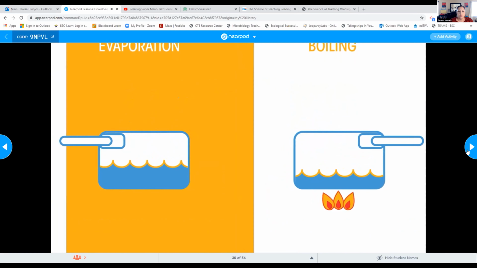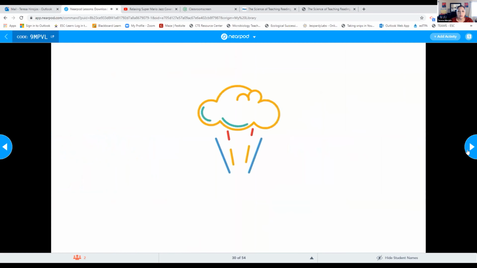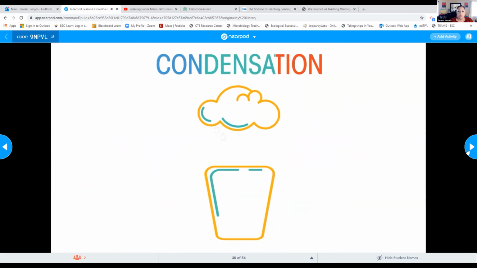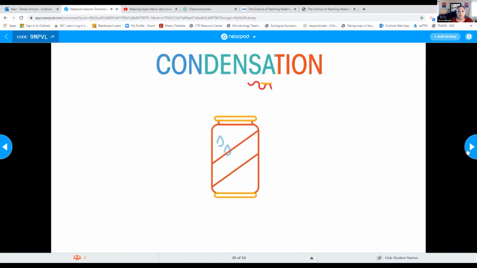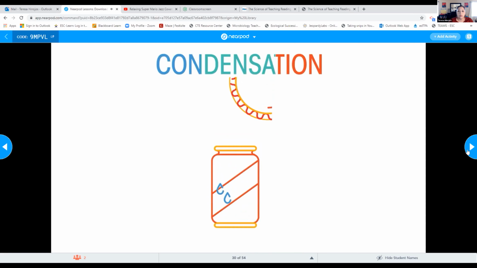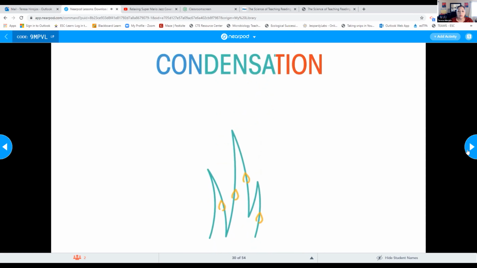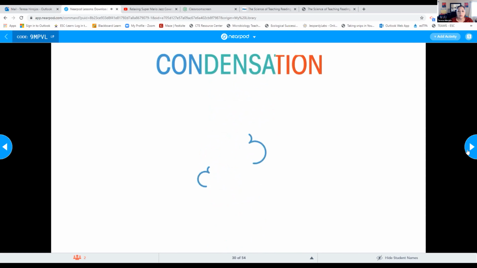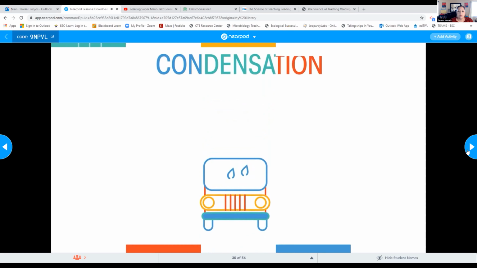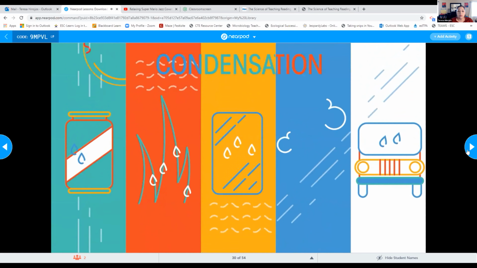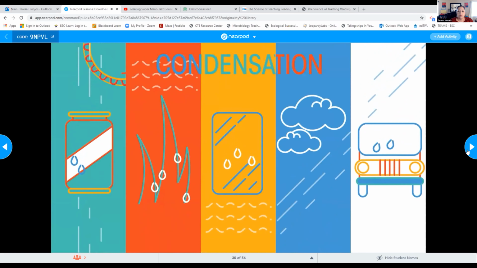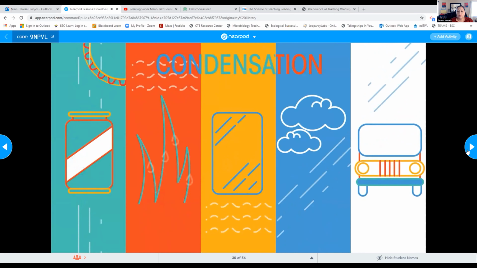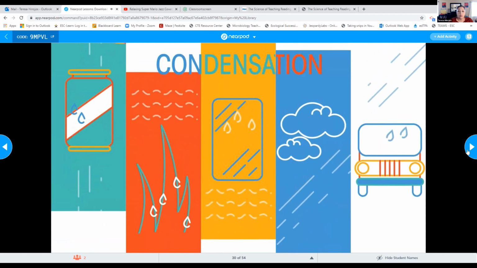The opposite of these vaporization processes is condensation, the transition from a gas to a liquid. Think of a cold can of soda on a hot day, those water droplets on the outside, or the dew on the grass in the morning, or the steamed up mirror after a hot bath, even the clouds in the sky, or a foggy windscreen in a car. These are all examples of condensation. Water vapor in the air has cooled down to form liquid droplets of water.